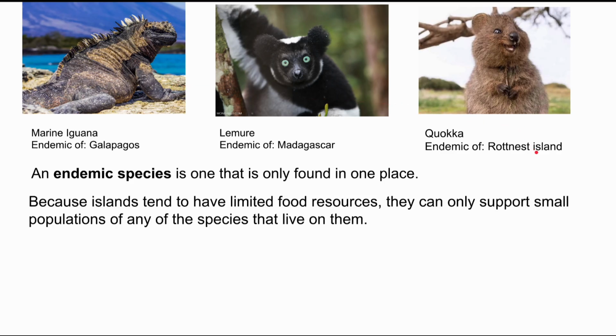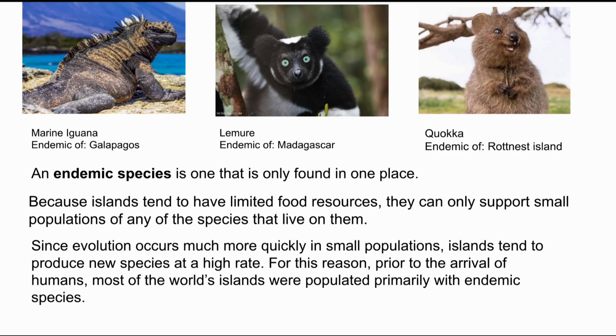Now, because islands tend to have limited resources, they can only support small populations. And as we said, if the population is small, then evolution is going to happen at a faster rate. So we find, therefore, that islands tend to start out underpopulated. They promote rapid evolution because there is such a small population, and as a result, most of the world's endemic species are found on islands. And prior to humans altering islands, a lot of islands' populations were almost entirely endemic.